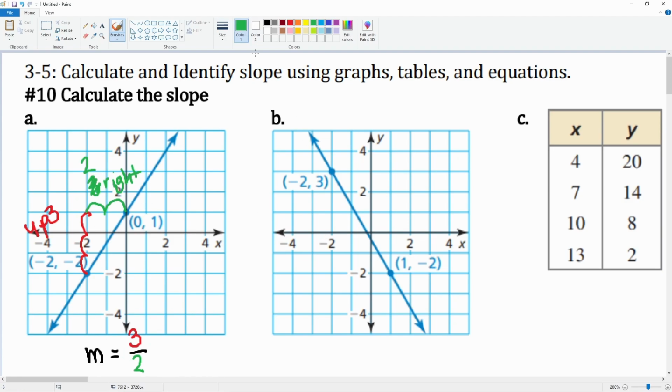Okay, let's do the next one for B. We went 1, 2, 3, 4, 5. So we went down 5. And then we went over 1, 2, 3, 3 to the right. Okay, so we write M for the slope is going to be equal to, the top is the vertical or the change of Y, and it is down, so it's -5, and it's to the right 3, so we put a 3 here. Okay, so there you go.